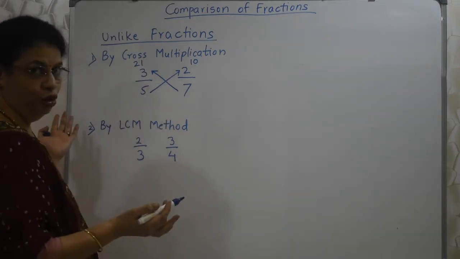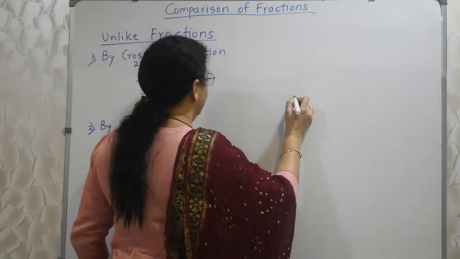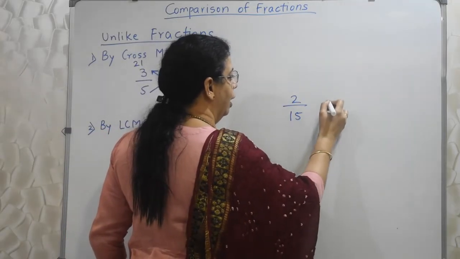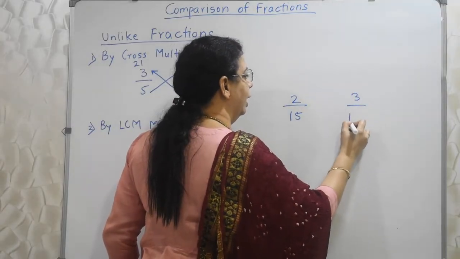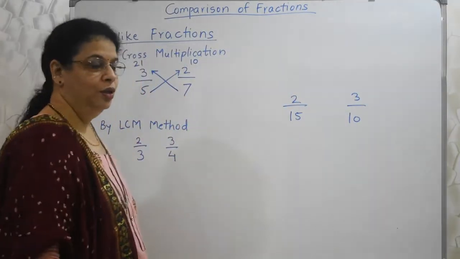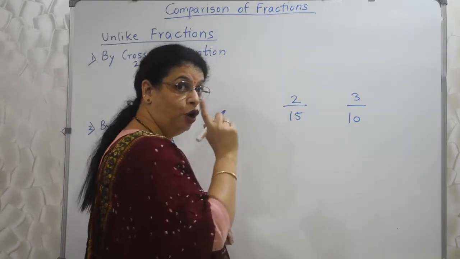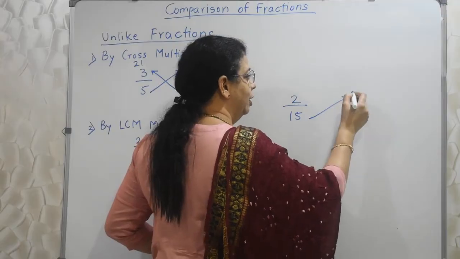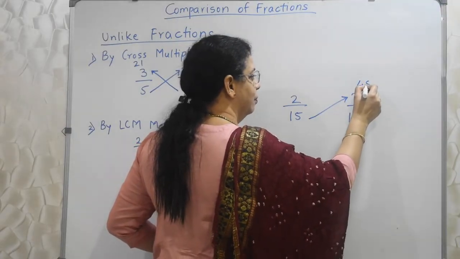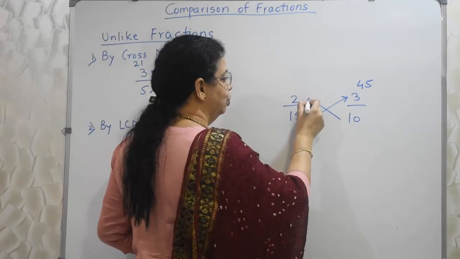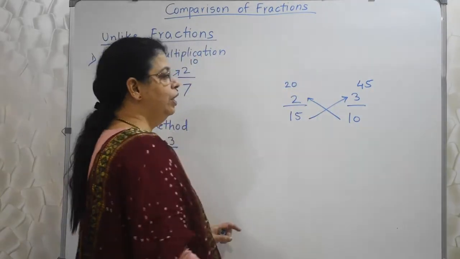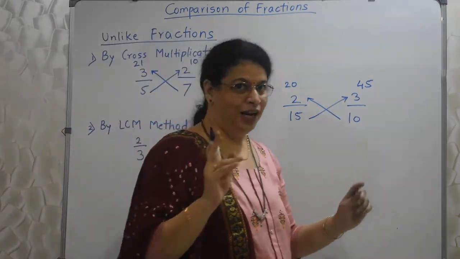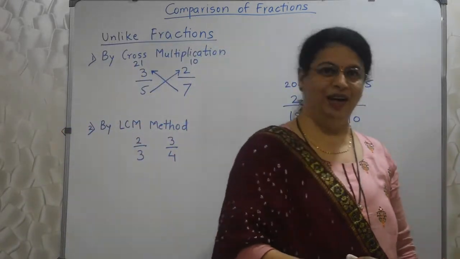So simple. So one more example I'll take. Suppose 2 upon 15 and 3 upon 10. Again, with the help of cross multiplication method, what can we do? 15 into 3 right here, 10 into 2 right here. Which one is bigger? This one. So this fraction is bigger. So simple. I told you this is the simplest one, right?